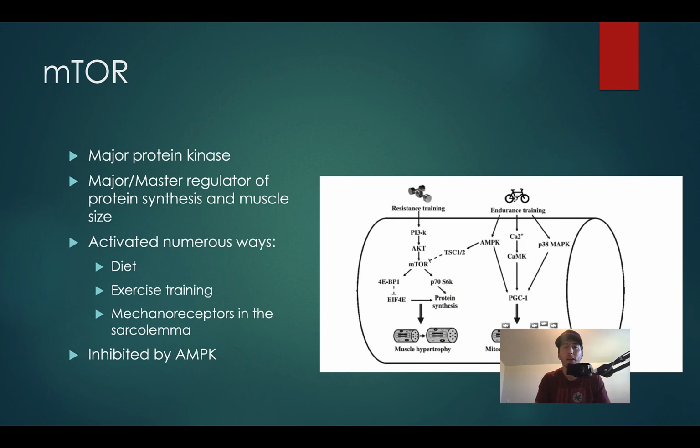So it can be activated a ton of different ways. It can be activated with diet, exercise training, as well as mechanoreceptors. So that muscle stress that we talked about, that mechanical stimuli, is going to help activate mTOR. And what's funny is that it's actually inhibited by AMP kinase. So our body has to be in a positive energy status. We have to be high energy in order to create muscle. Because why would our body make muscle if we're not able to fuel the muscle that we already have? Right? It kind of starts making sense.